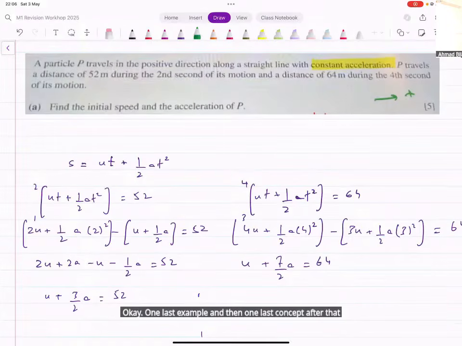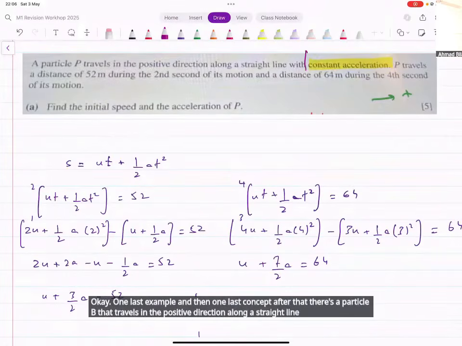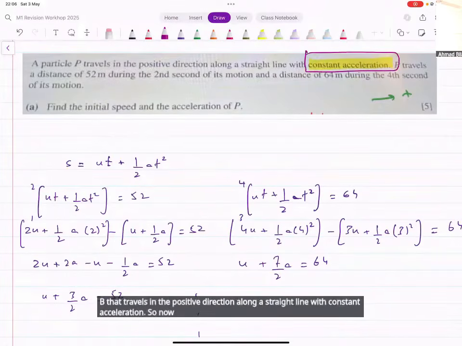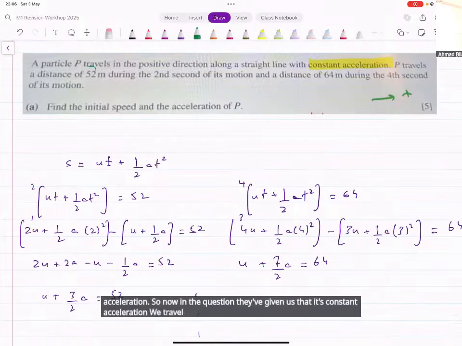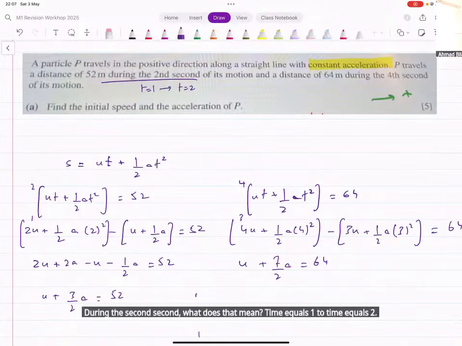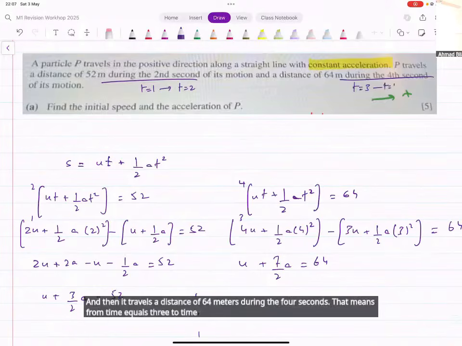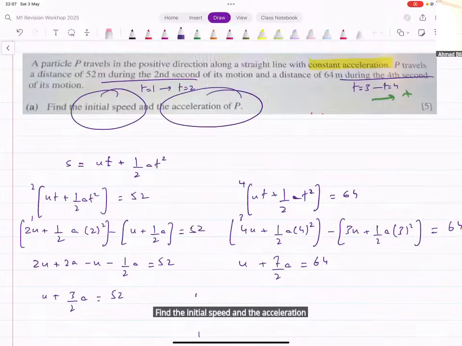There's a particle P that travels in the positive direction along a straight line with constant acceleration. So now in the question, they've given us that it's constant acceleration. P travels a distance of 52 meters during the second second. During the second second, what does that mean? Time equals 1 to time equals 2. And then it travels a distance of 64 meters during the 4th second. That means from time equals 3 to time equals 4. Find the initial speed and the acceleration of the particle P.